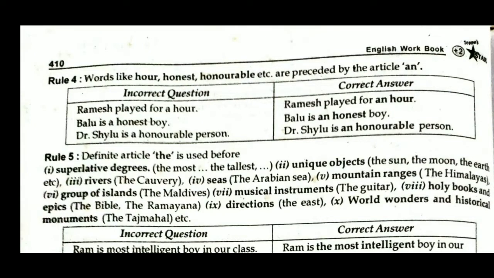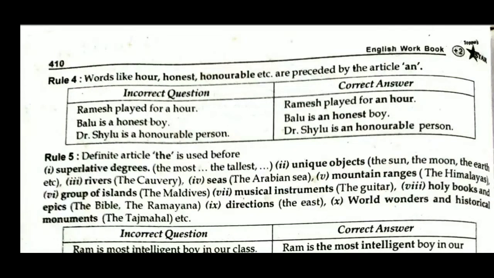Incorrect questions. Ramesh played for a hour is incorrect. Ramesh played for an hour is right. Balu is a honest boy is incorrect. Balu is an honest boy is right. Dr. Shailu is a honorable person is incorrect. Dr. Shailu is an honorable person is correct. Do you understand? So words like hour, honest, honorable, etc. are preceded by the article an.